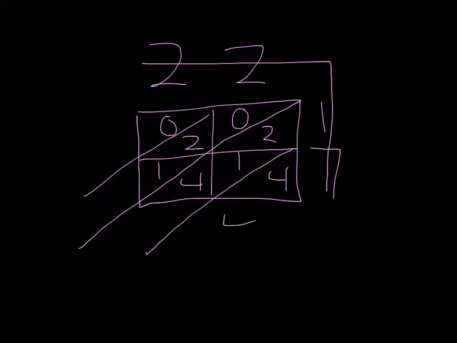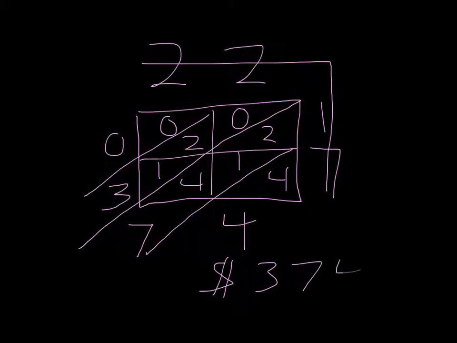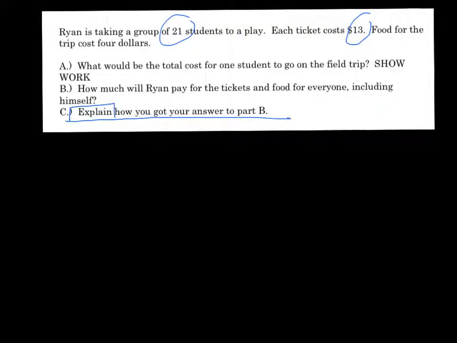The sum would be 4. Let's add our tens place. The sum would be 7. Let's add our hundreds place. The sum would be 3. And let's add our thousands place. The sum would be 0. So the total cost for everyone to go on the field trip, including Ryan, would be $374.